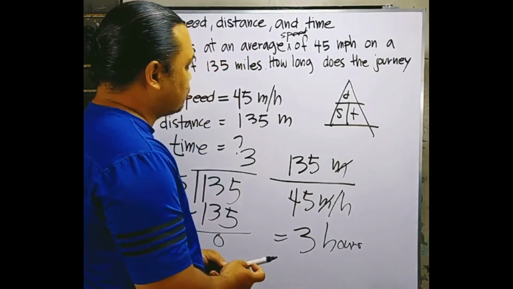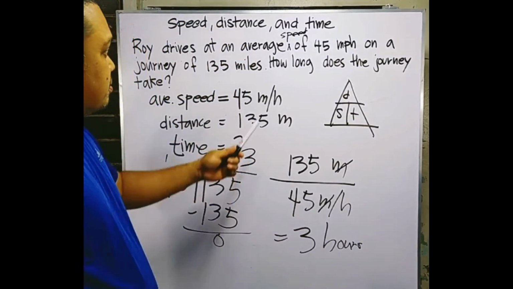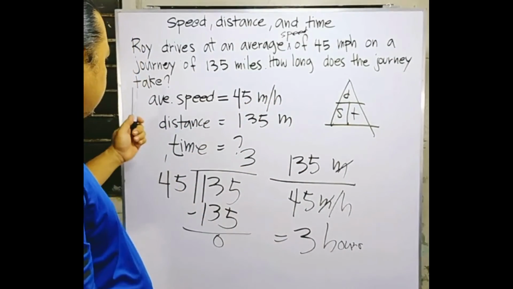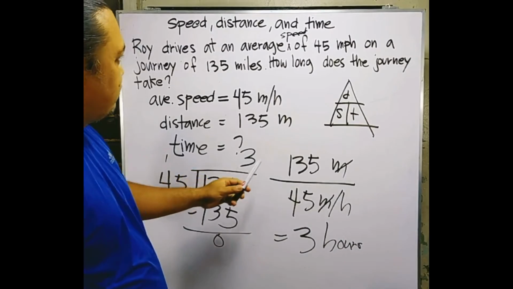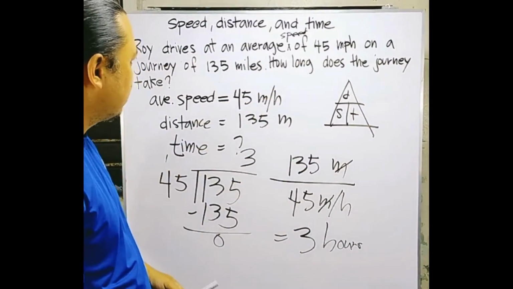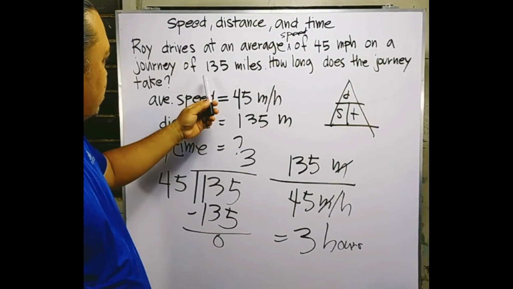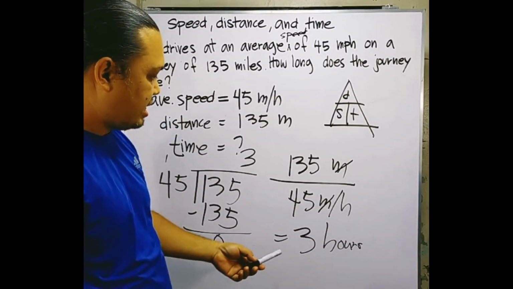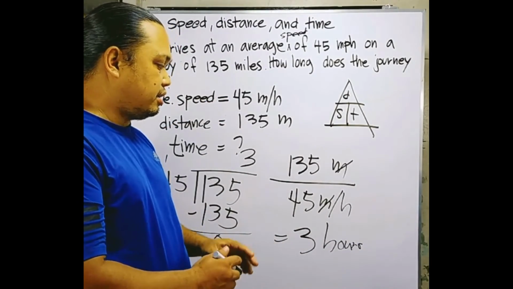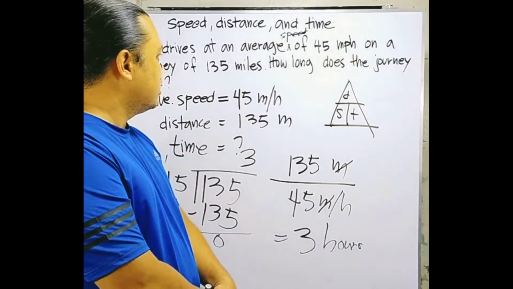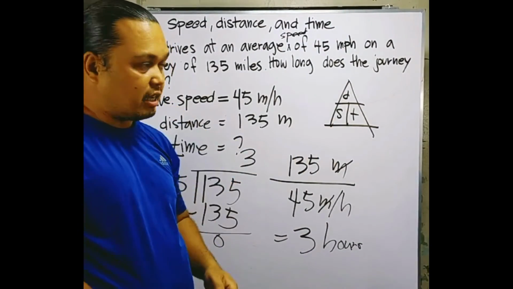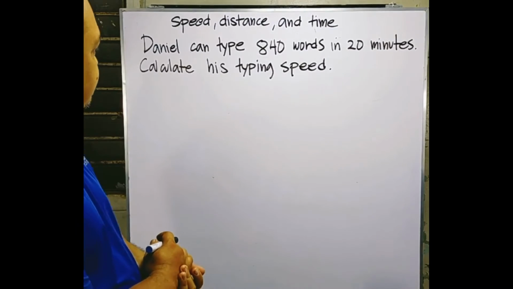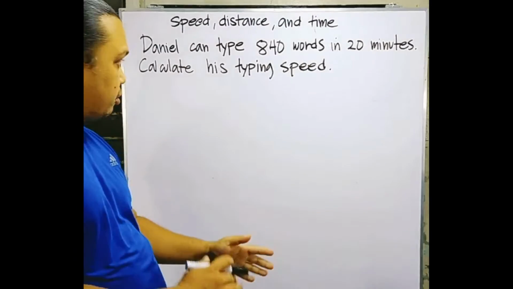Okay. So how long does the journey take with the speed of 45 miles per hour in a distance of 135 miles? So that's 3 hours. Okay? 3-hour ride going to its distance. Okay, so we have solved for the time. Let's have some more examples. Then let's read on the board.